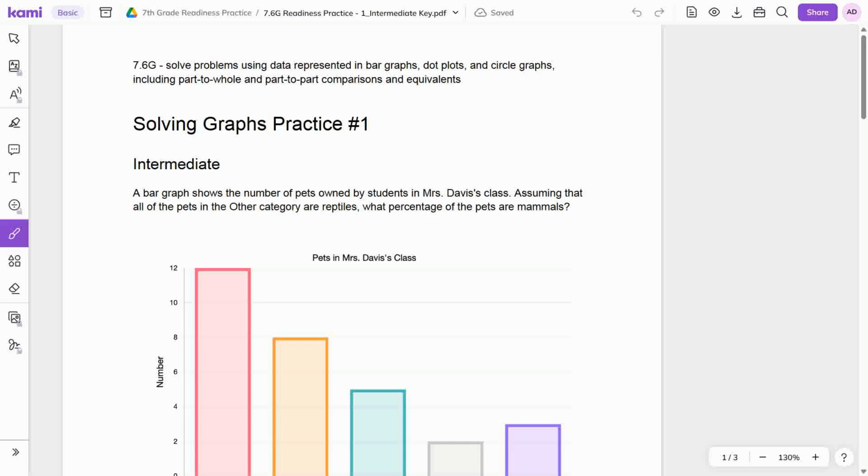And welcome to 5 Minute Math. Today we are looking at the 7th grade concept of solving graphs. This is 7.6G Readiness Practice, the intermediate version.